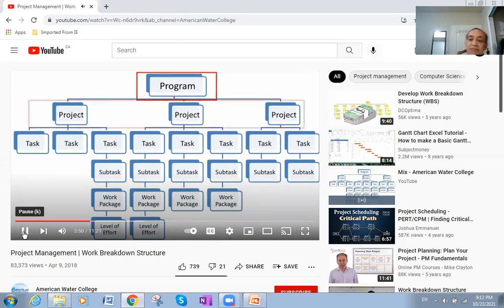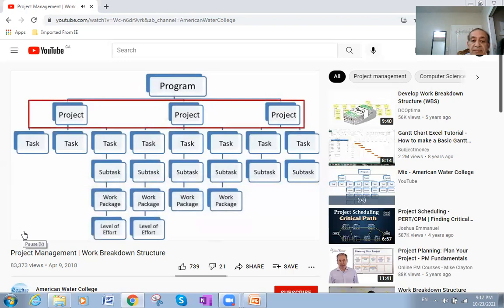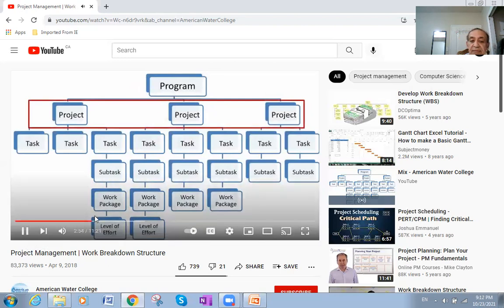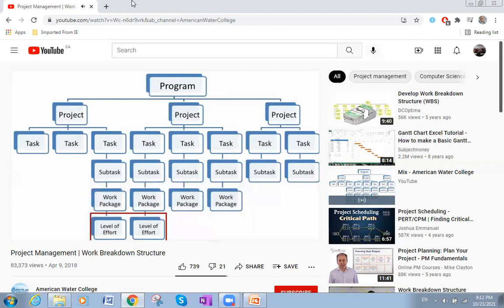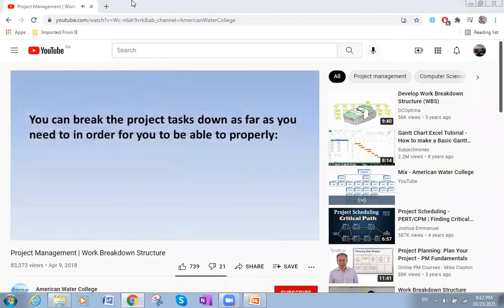So the second level of our diagram would be the project. And then the project is made up of tasks, which would be the third level. And under tasks, we have subtasks. And then below that, we have the work package. And below the work package, we'd have the level of effort required to complete those work packages and so on. So you can see that we're just breaking it down, and further breaking it down until we get to a point where it can't be subdivided anymore.